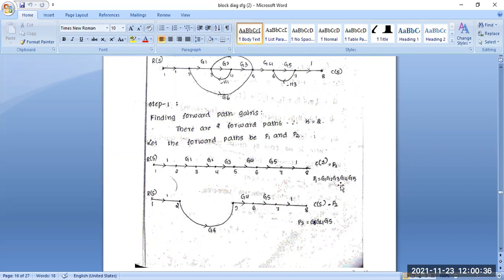These are P1 and P2. So first you have to calculate the forward paths in this pattern. Is it clear to all of you? Next.